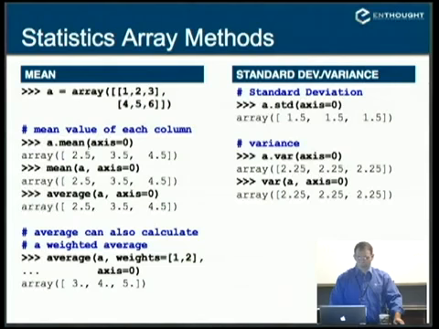And then you have mean and standard deviation and variance. And there's an average that's around for historic reasons. There's no difference between mean and average, except the average allows you to assign weights to things. Okay?